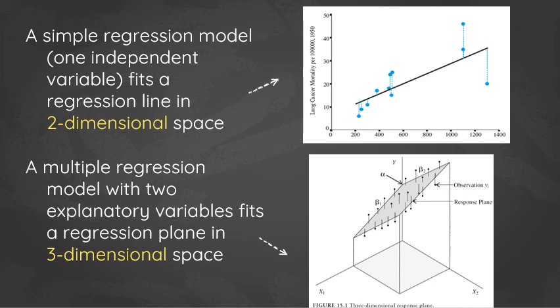Figure 1 shows how the simple linear regression model, which has one independent variable, fits a regression line in two-dimensional space. Figure 2 shows how the multiple linear regression model with two explanatory variables fits a regression plane in three-dimensional space.